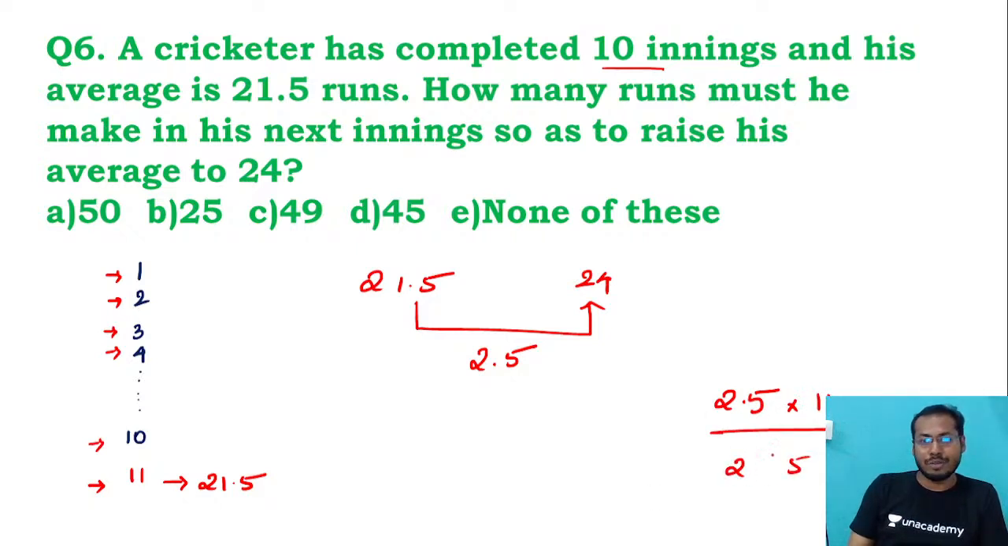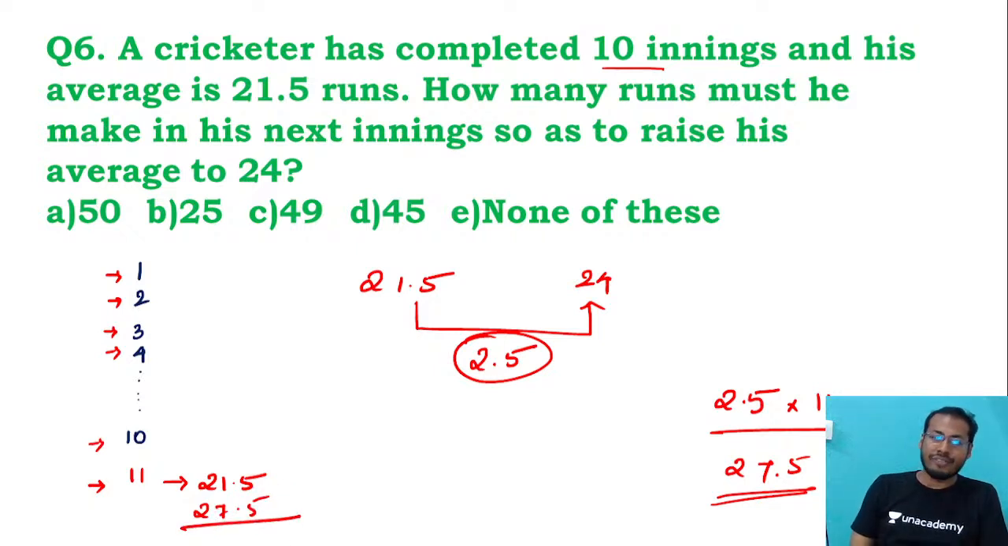So 2.5 times 11 is 27.5 runs he should take extra. Then only will he get this extra 2.5. As usual he scores 21.5, that is constant. More than that he needs to take 27.5. So 21.5 plus 27.5 is what? 49 runs. So if he gets 49 runs in today's match, his average will be increased by 2.5.